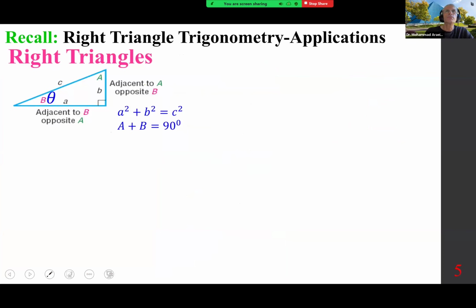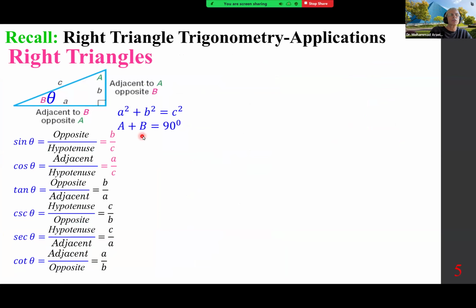So right triangle. A squared plus B squared is C squared. A plus B is 90 degrees. Sine is the opposite over hypotenuse. Cosine is adjacent over the hypotenuse. Tangent is opposite over the adjacent, and the rest of them are reciprocals.